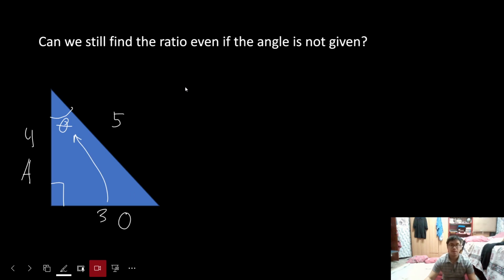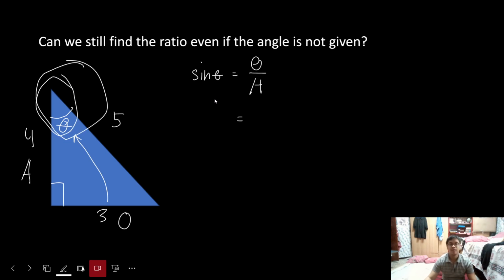Now let's try to find your sine. Your sine theta is equal to the opposite all over hypotenuse. So here, if the angle you're referring to is this one, then your opposite will be 3 and your hypotenuse would be 5.